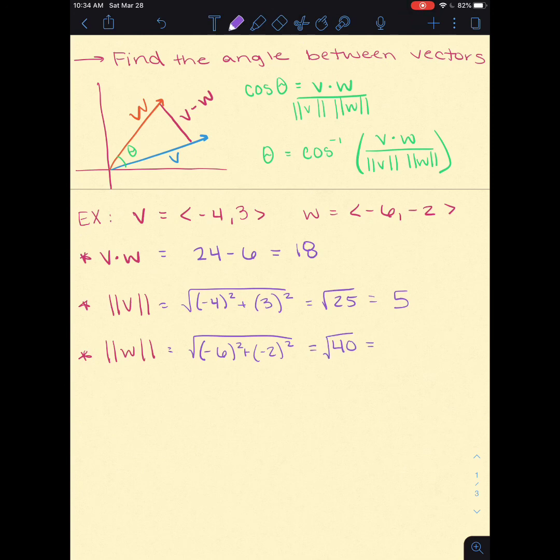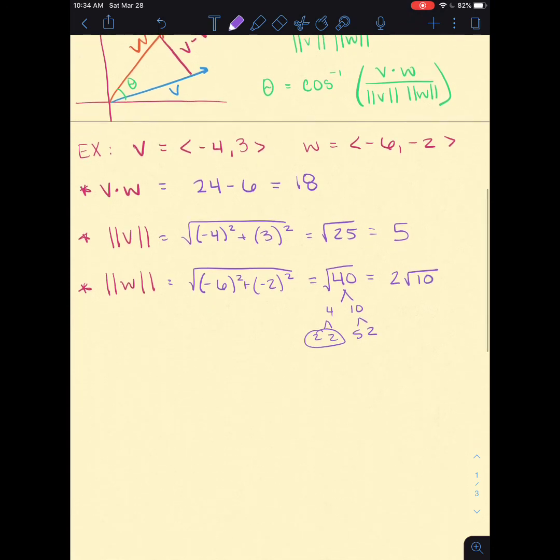you're going to have to reduce the square root of 40. So just thinking about two numbers that multiply to 40, it would be 4 and 10. 4 would be 2 and 2. 10 would be 5 and 2. There's a group of 2. So I can take that to the outside, and I have square root of 10 left over. Awesome. Now we can take all of that information and plug that in to find our theta.